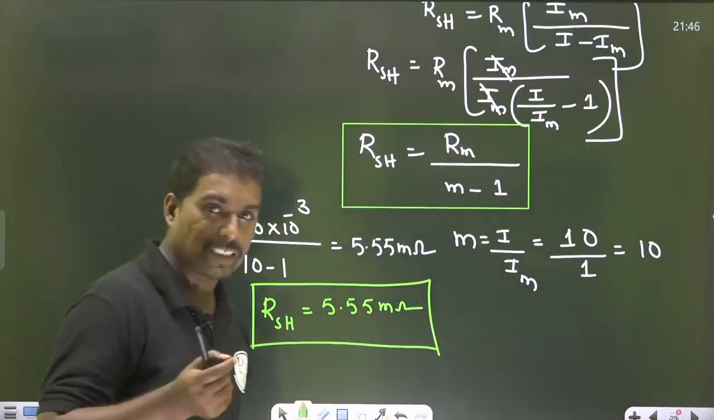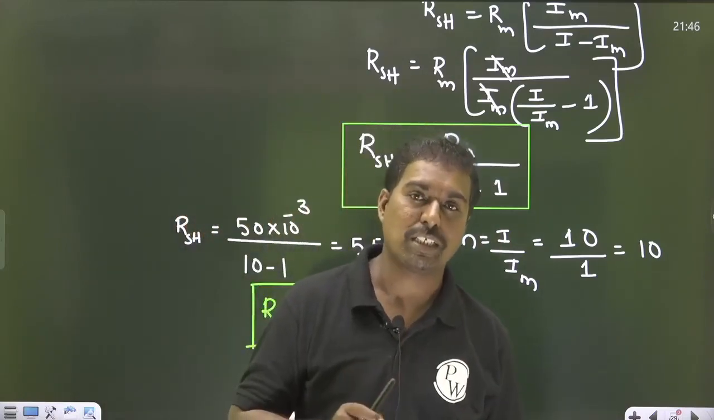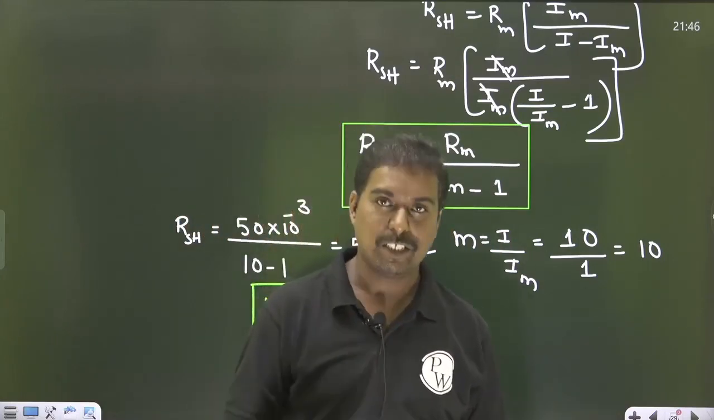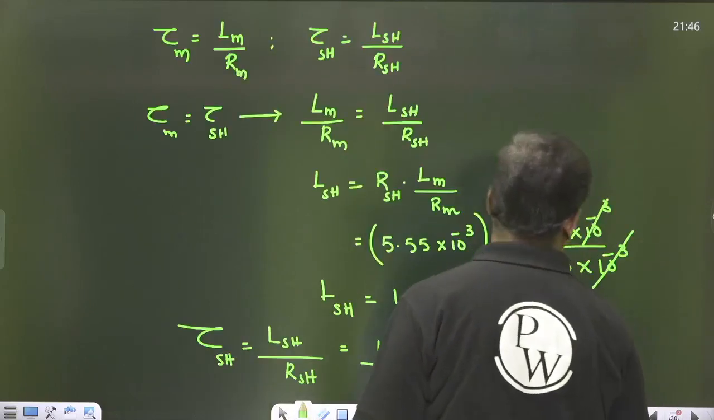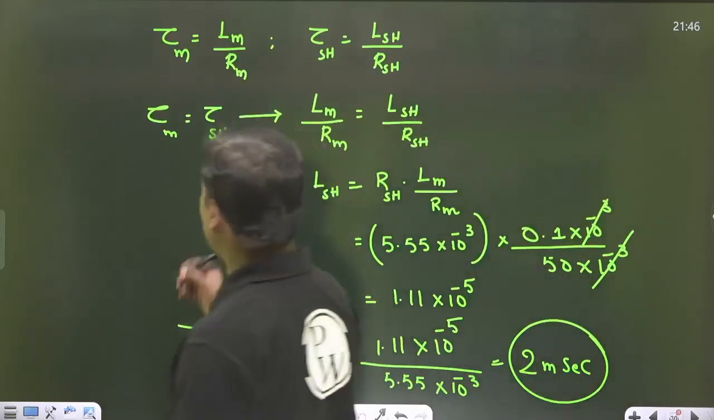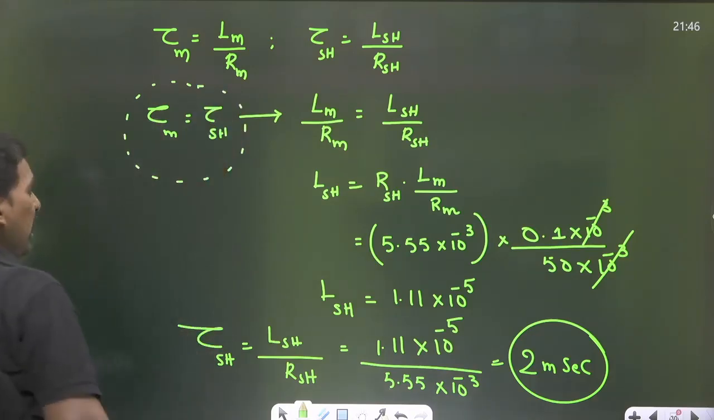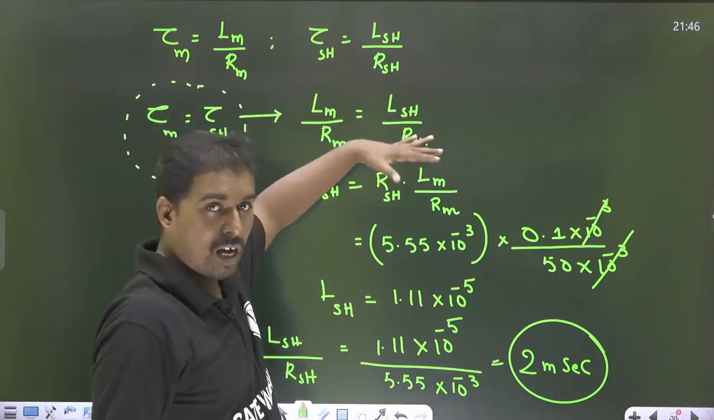But question is asking the time constant also. Time constant of the shunt is equal to RSH into, LSH by RSH. So for that we need the LSH. How to find out the LSH? We need the basic understanding. The basic thing is time constant of the meter and time constant of the shunt must be equal. So by using that, Lm by Rm is equal to LSH by RSH.